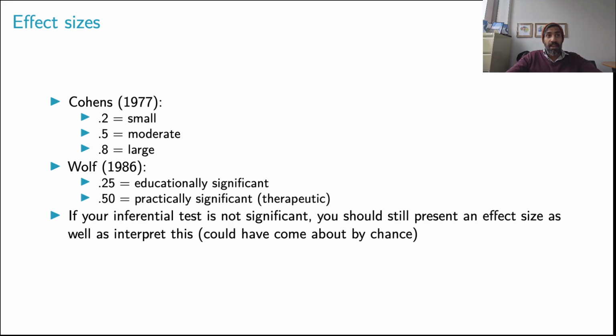Cohen's measures of effect were small, moderate, or large: 0.2, 0.5, 0.8. Wolf says 0.25 is educationally significant, 0.5 is practically significant. Fundamentally, my thinking about this is that whether it's practically significant depends on the area that you're looking at, it depends on the measure. And so you need to look into, is this measure meaningful for that area of research? So if your inferential test is not significant, you should still present an effect size as well as interpret this, because it could have come about by chance.